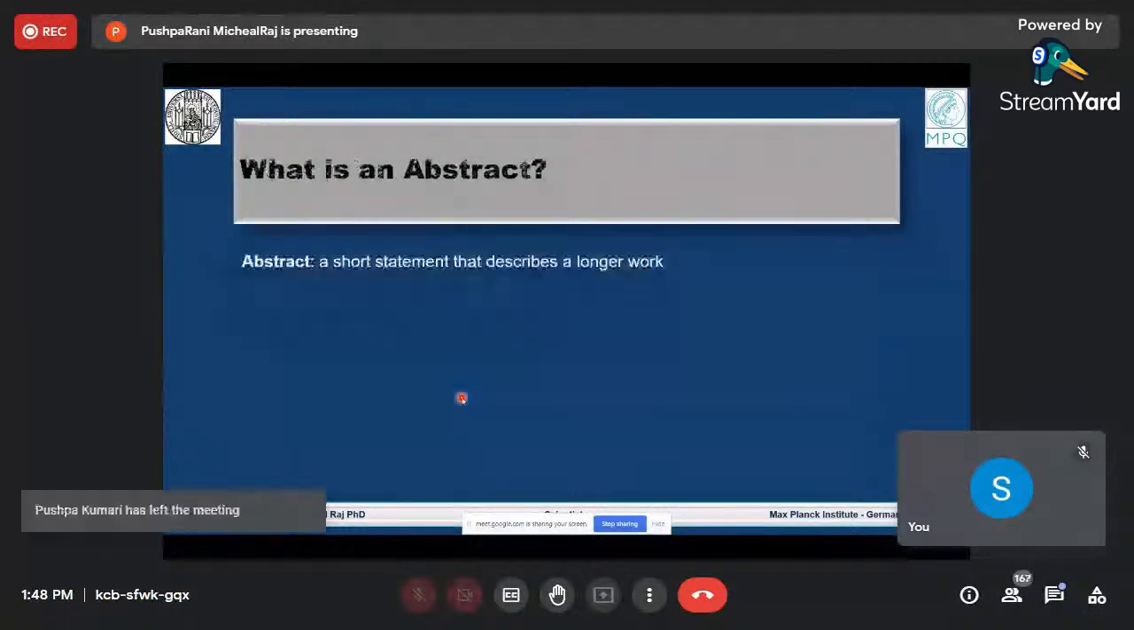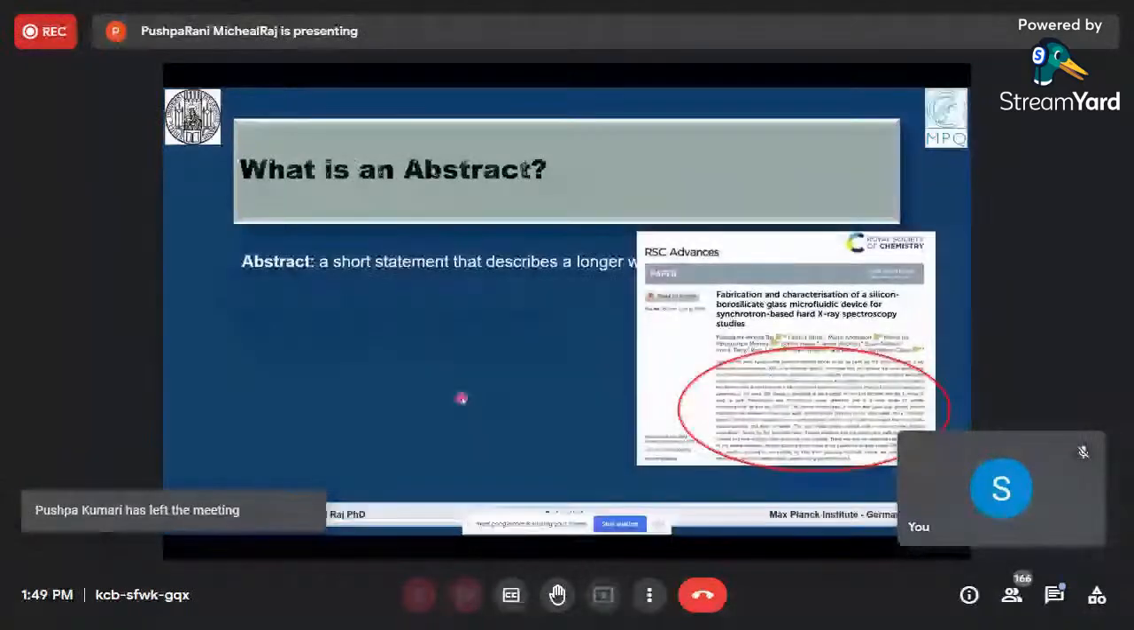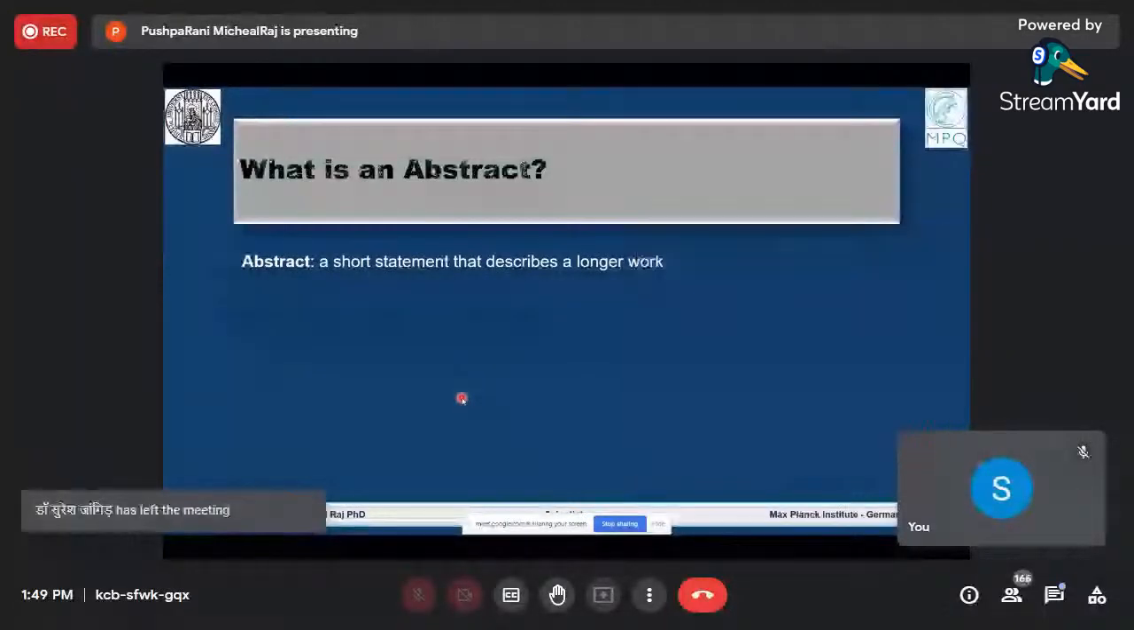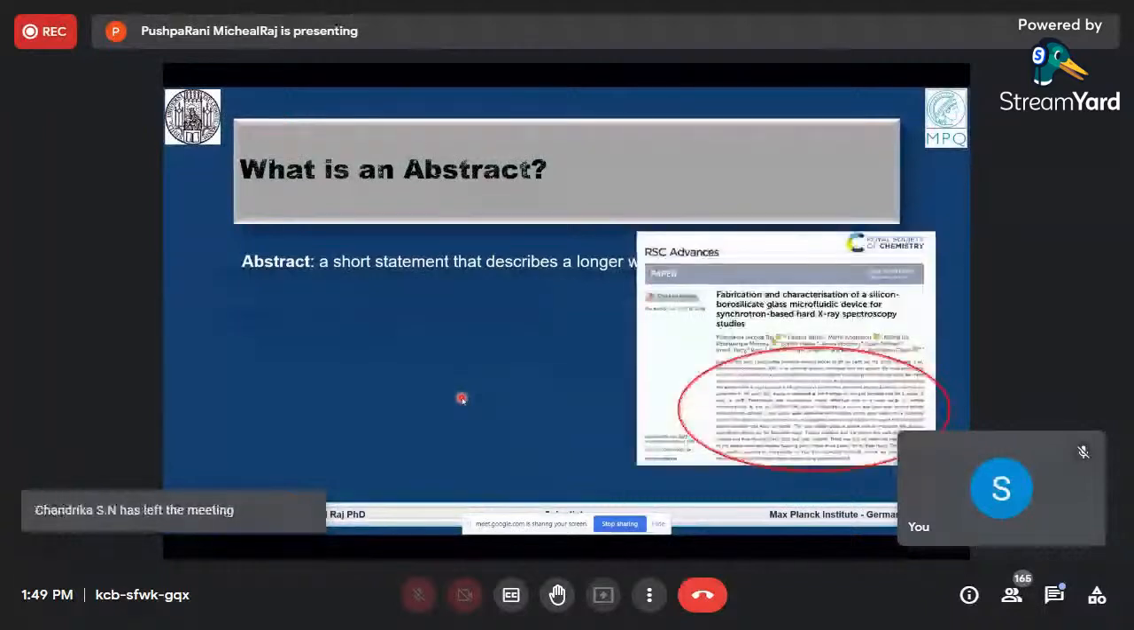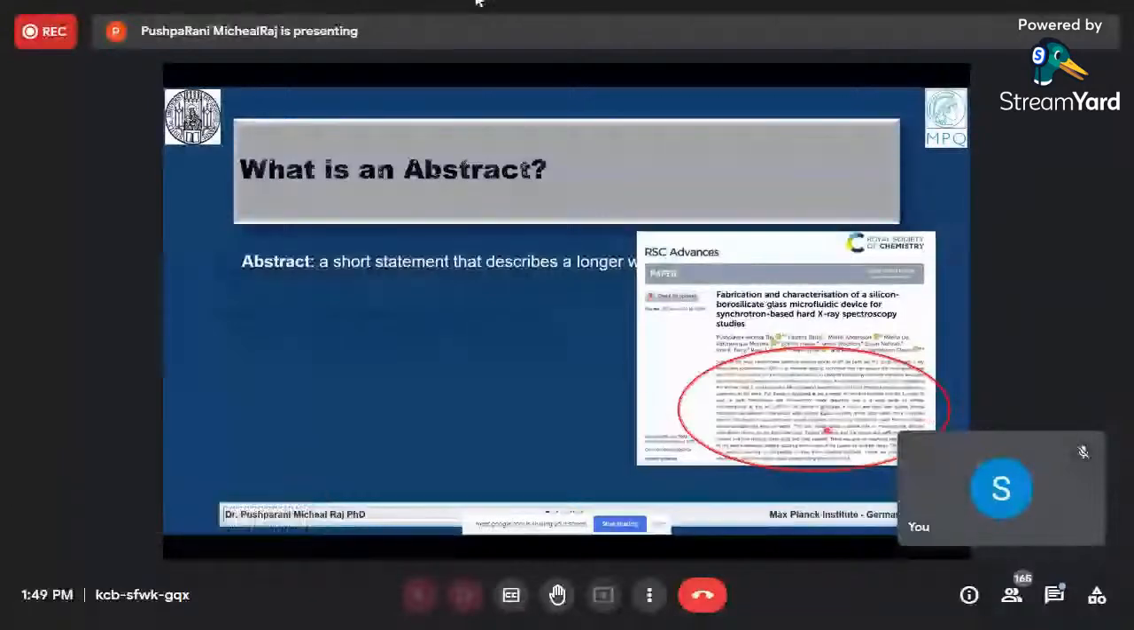Okay, so what is an abstract? An abstract is a short statement that describes a longer work, to be short. So this is from one of my papers. The paper is 12 pages long, and you see this is the abstract. This is how short and how brief it has to be. But it has to have vital points, highlights, and results in a brief form.